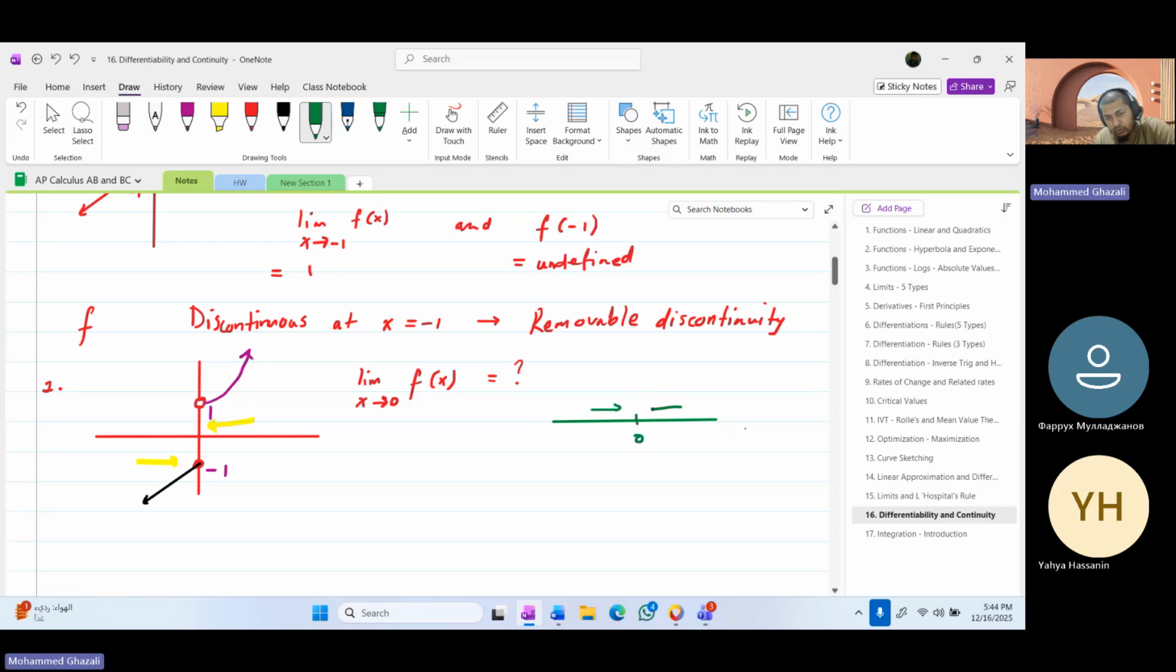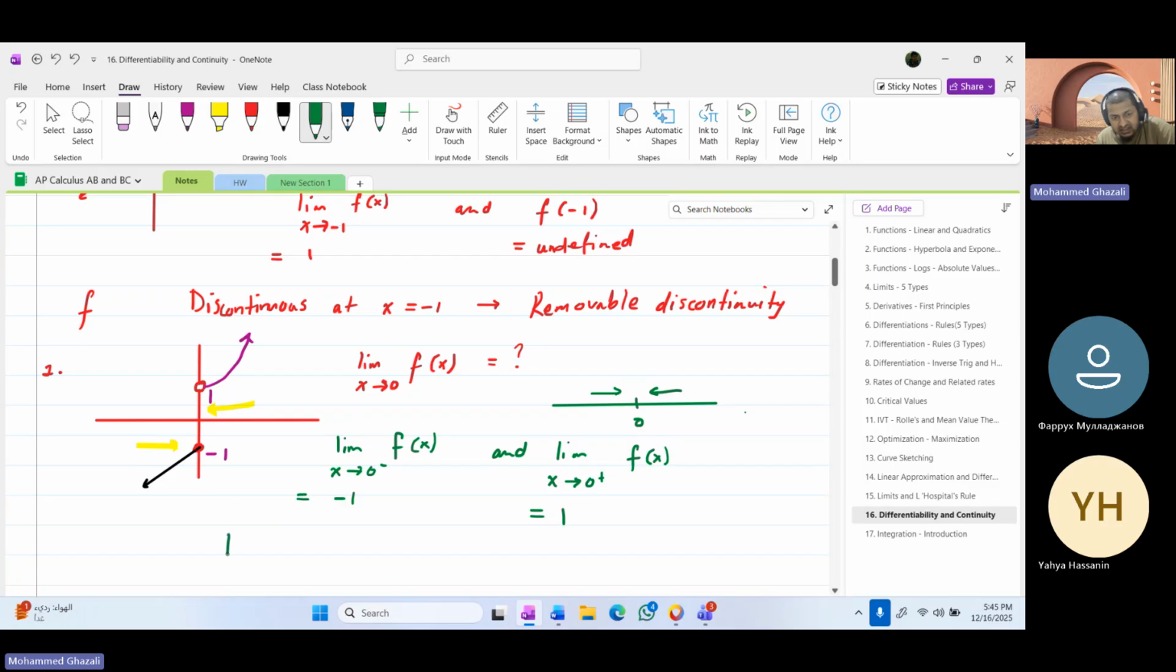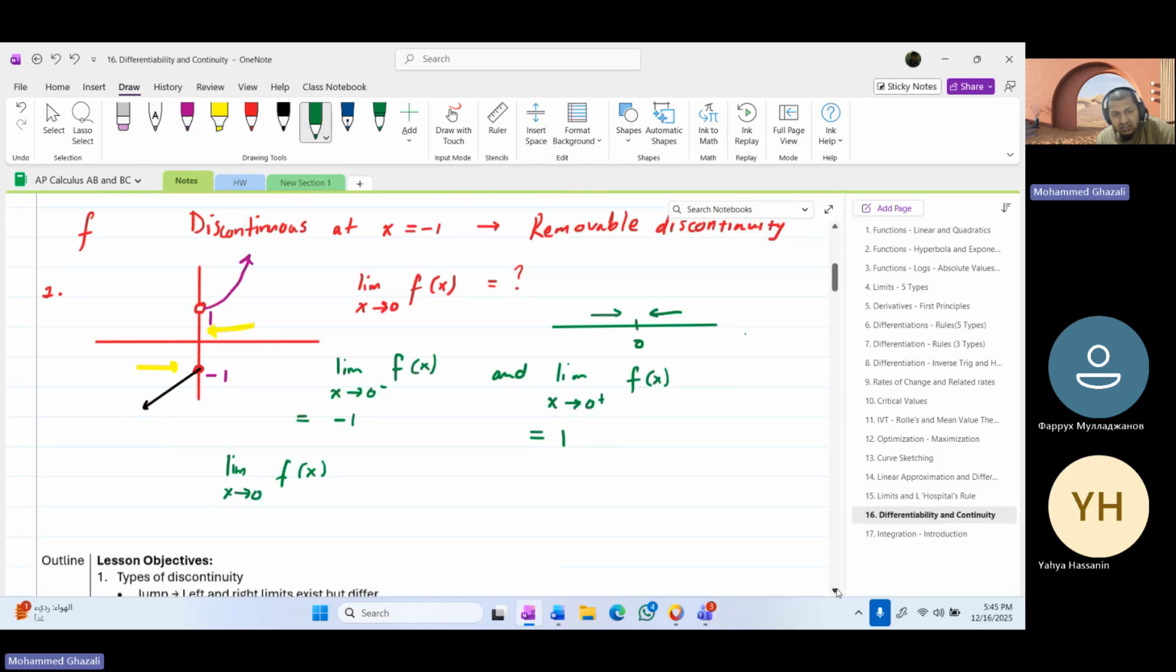If I approach from the left and approach from the right, I get two different values. So let's see. The limit as x approaches 0 from the left: I'm getting a y value which is -1. And the limit as x approaches 0 from the right of f of x: I'm getting 1, okay? So the limit does not exist in this case. So the limit as x approaches 0 of f of x does not exist.